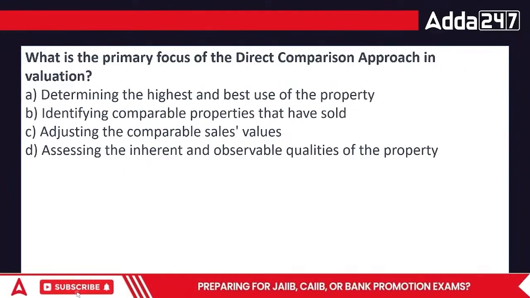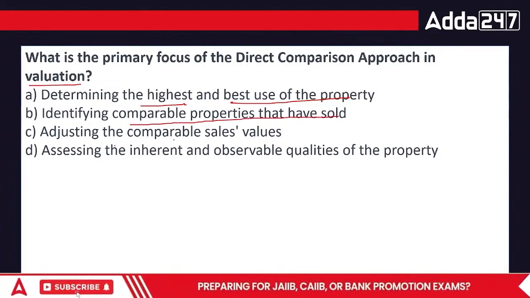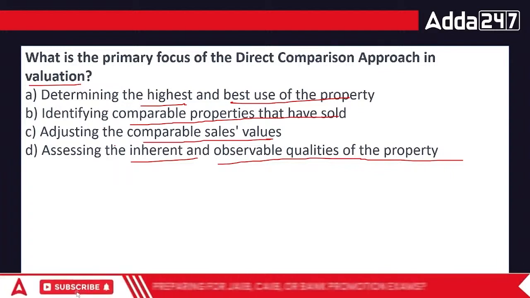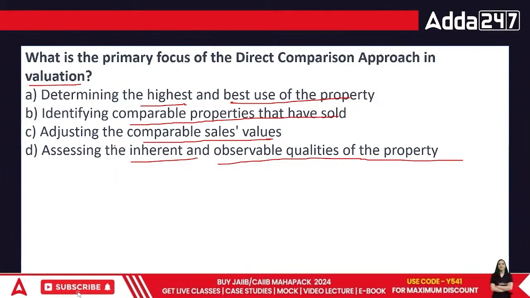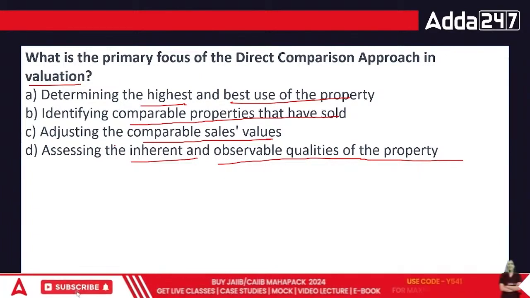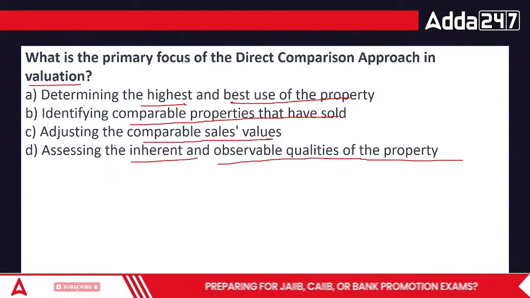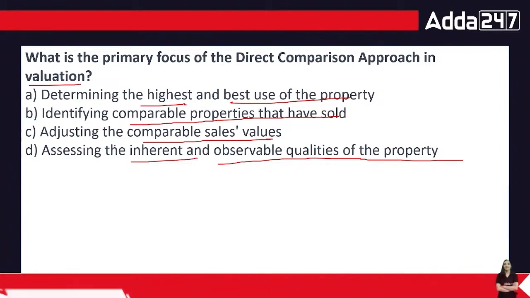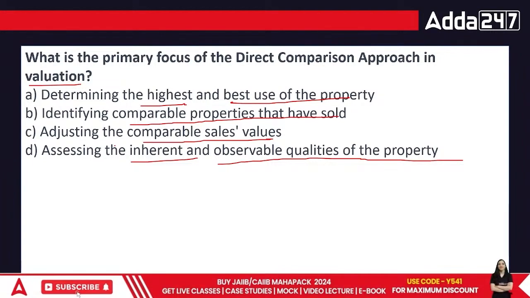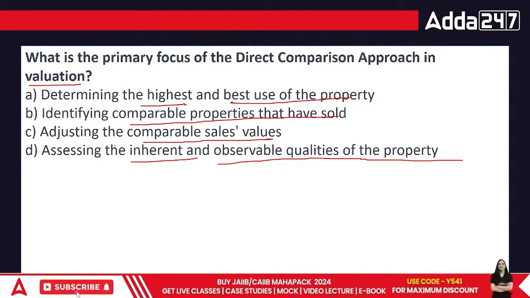What is the primary focus of direct comparison in valuation? Determining the highest and best use of the property, identifying the comparable properties that have sold, adjusting the comparable sales value, assessing the inherent and observable qualities of the property. What's going to be the answer, everyone? The direct comparison method is basically used for those areas where we are talking about those specific things altogether, isn't it? We would like to know what has been the value there, right?